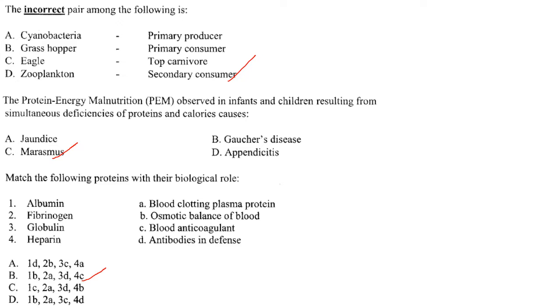Then match the following proteins with their biological role. So albumin. Albumin is osmotic balance of blood. 1B. Fibrinogen. Fibrinogen is blood clotting plasma protein. 2A. Then globulin is antibodies in defense, immunoglobulins. So 3D. Heparin is blood anticoagulant. 4C. So the answer here is option B.